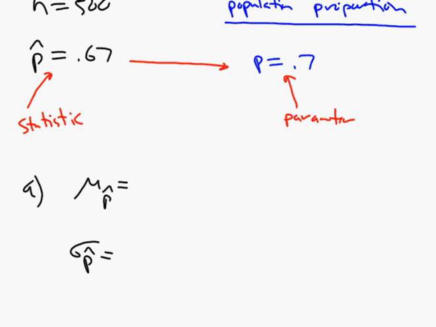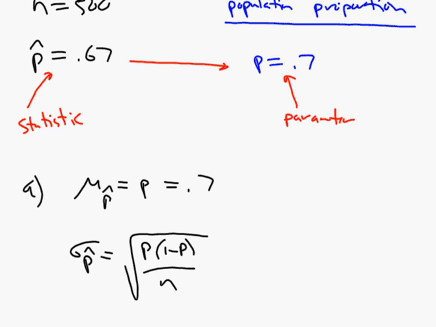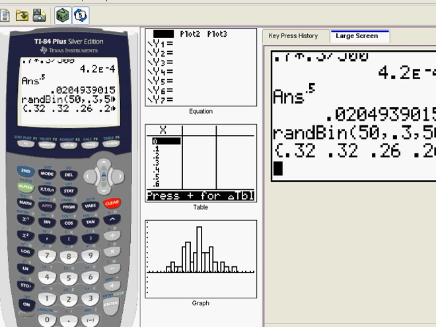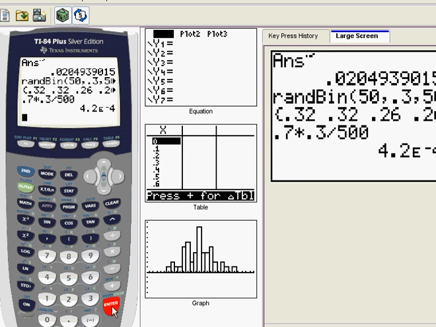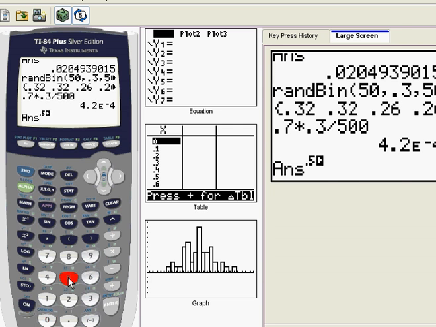Okay, so we have two formulas for that. The mean of the p hats would just be the same as the population proportion, which in this case would be 0.7. And then secondly, the standard deviation formula we have is the square root of p times 1 minus p over n, and that was proved in a different video. So we get 0.7 times 0.3 over 500, and we'll have to type that into our calculator. So 0.7 times 0.3 divided by 500, hit enter, and then we want the square root of that answer, or to the 1/2 power.